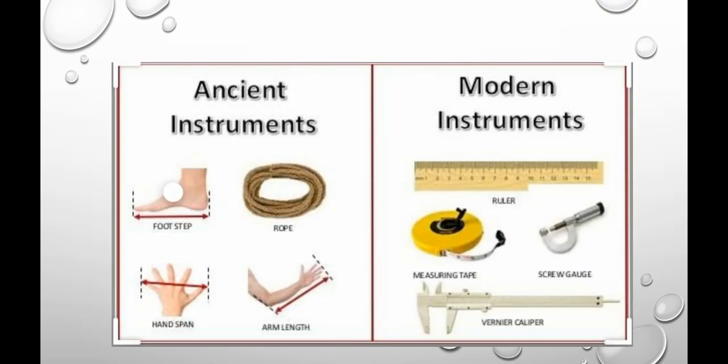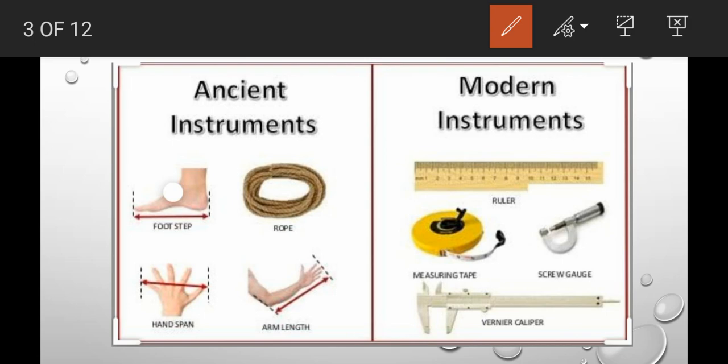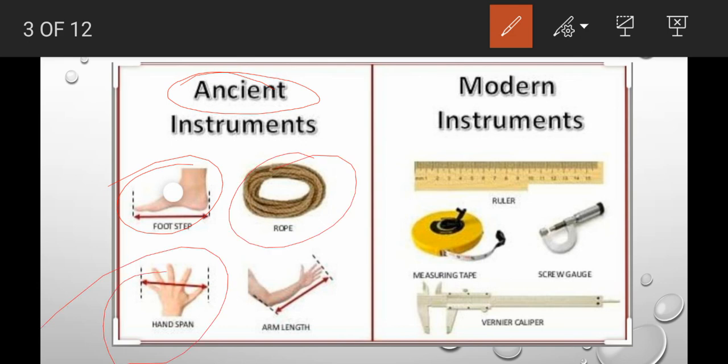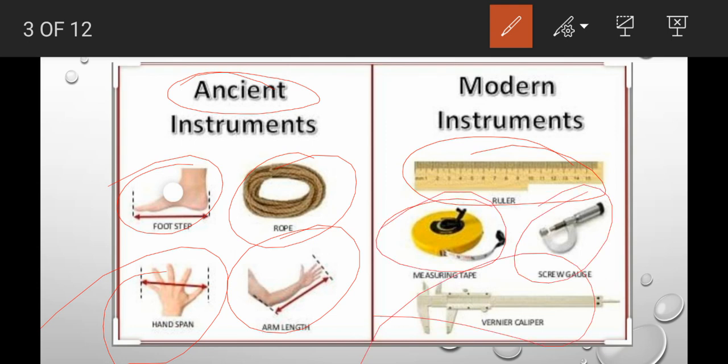So what all things we will use for measuring length? In ancient times, ancient time means old periods, we will use footstep, rope, hand span. You study in lower classes, right? Hand span, arm length and all. In modern age, what we will use is ruler. Ruler means your scale, tape, etc. These two you will study in your higher classes. Okay. So these are the things which you use for measuring length.